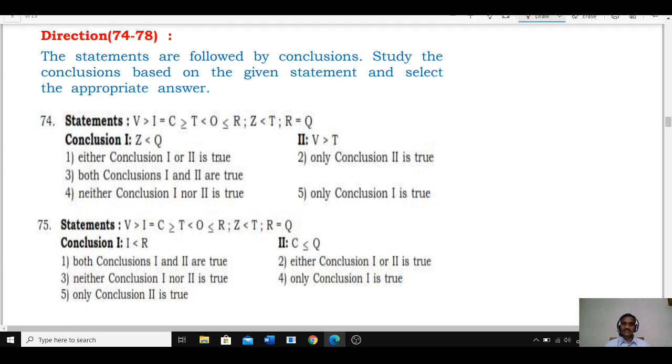Then 74 onwards, 74 to 78. The relation between Z and Q.